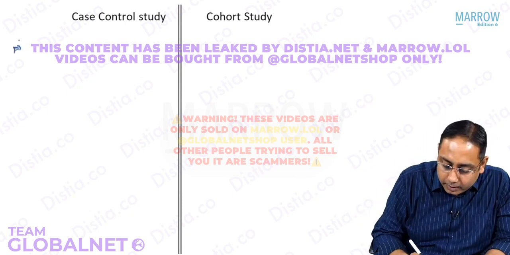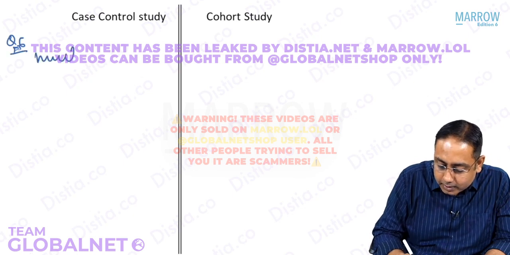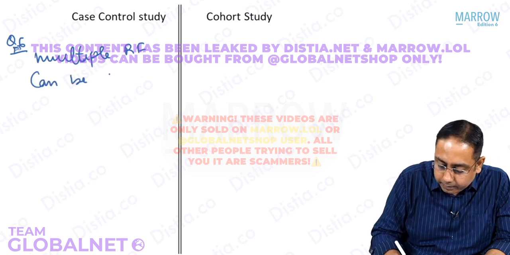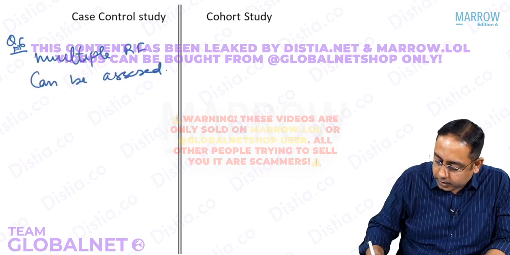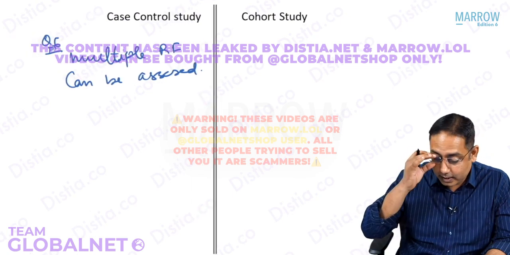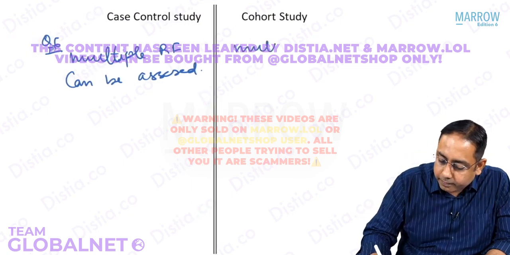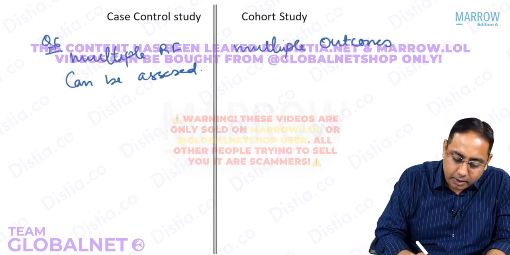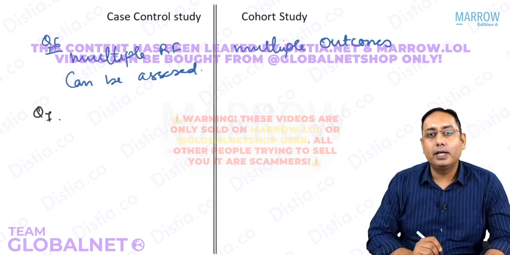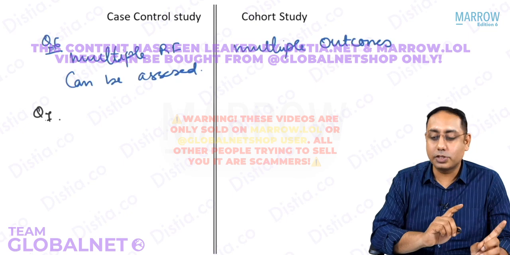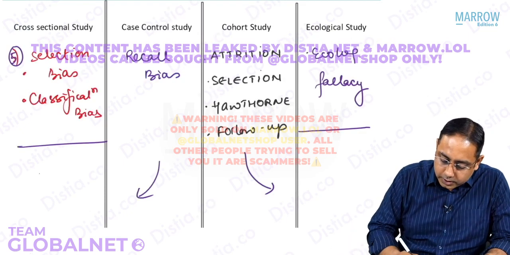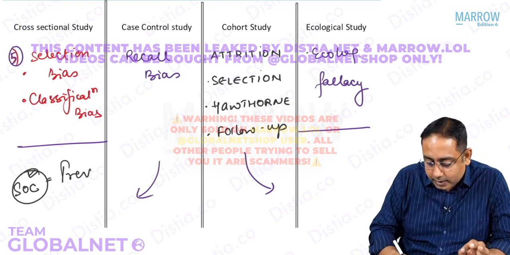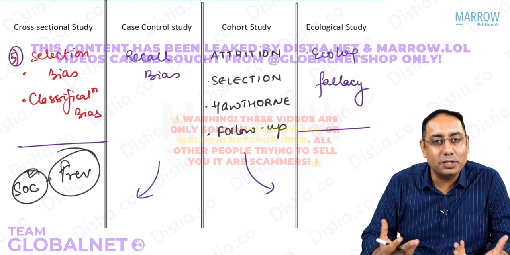So please write down point number 6, the multiple risk factors. Multiple risk factors can be assessed in a case control study, whereas multiple outcomes may be assessed in a cohort study. You also know that MCQ 7, it is a study of choice. Please note that the cross-section studies are the study of choice for what? They are the study of choice for finding the prevalence. No study is going to give you prevalence except the cross-section study.